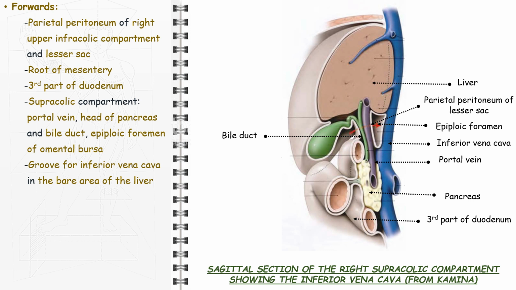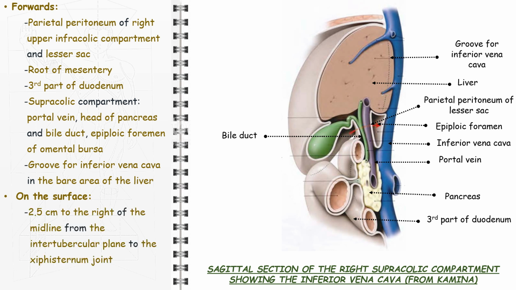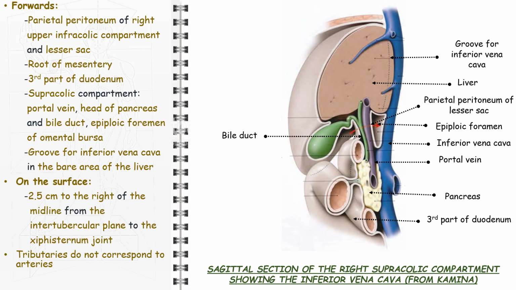The surface marking of the inferior vena cava is from a point on the intertubercular plane 2.5 cm to the right of the midline to a point 2.5 cm to the right of the xiphosternal joint. Due to its complex embryological origin, the vena cava tributaries are not identical with the branches of the abdominal aorta. In particular, there is none corresponding to the 3 ventral branches to the gut.